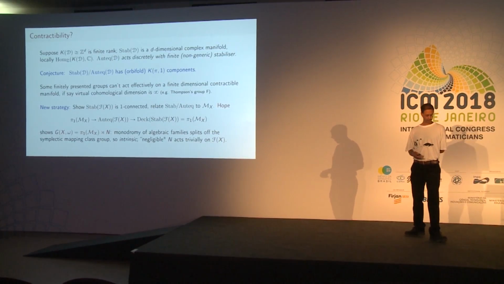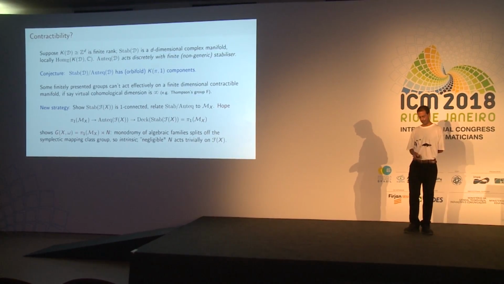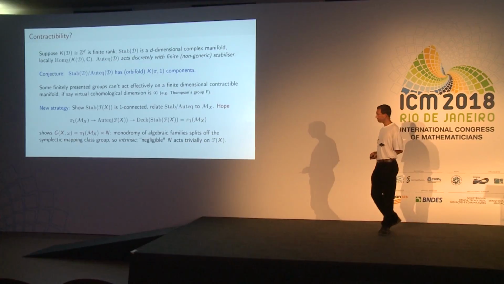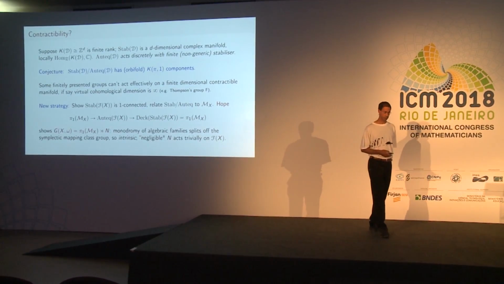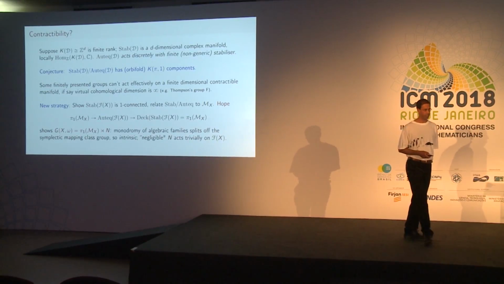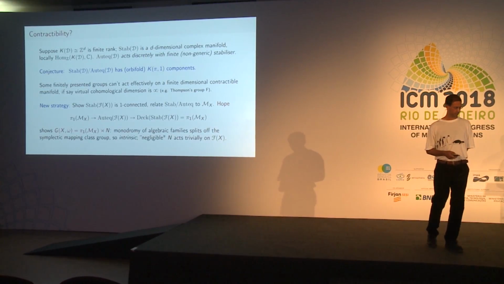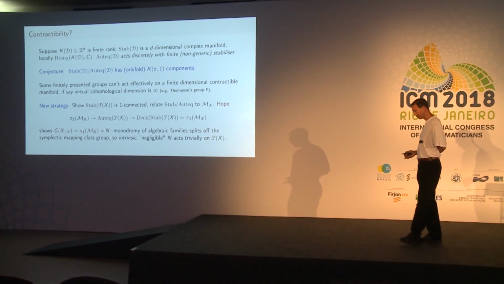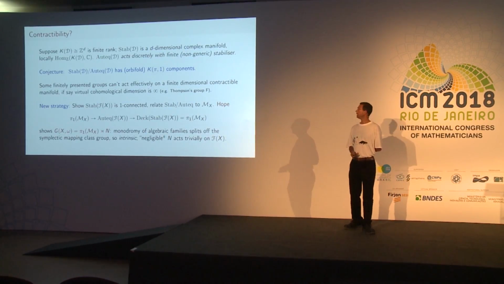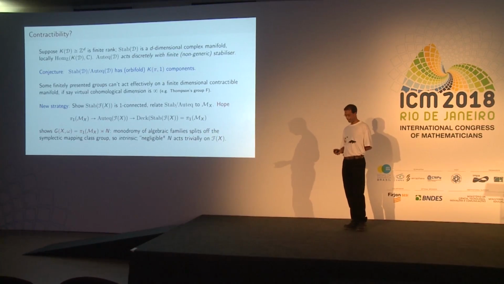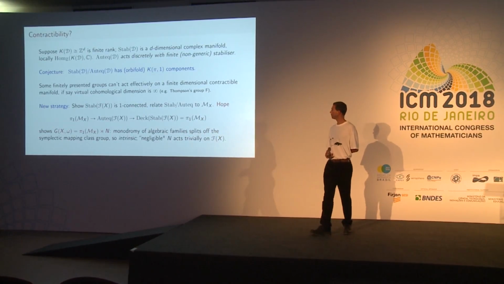Okay, and there's a central conjecture in this subject, which is that spaces of stability conditions should be contractible. So let's suppose, for instance, this Grothendieck group K is just a finite rank abelian group. Then I said that the space of stability conditions is modeled on Hom from K to C. So that just becomes C to the D. I have a D-dimensional complex manifold.